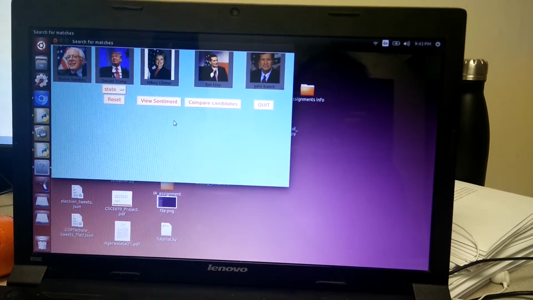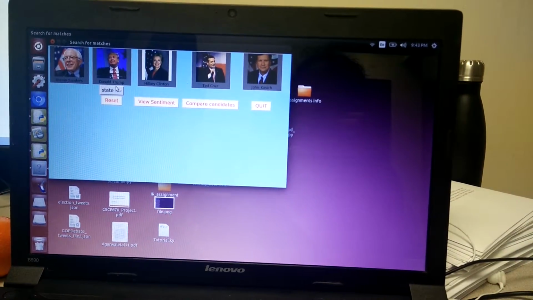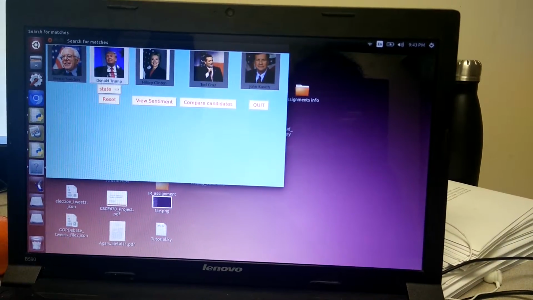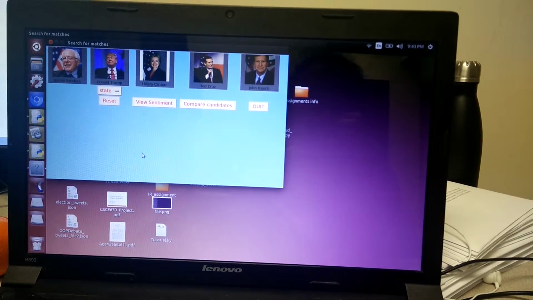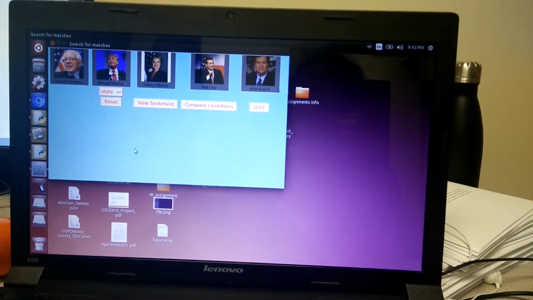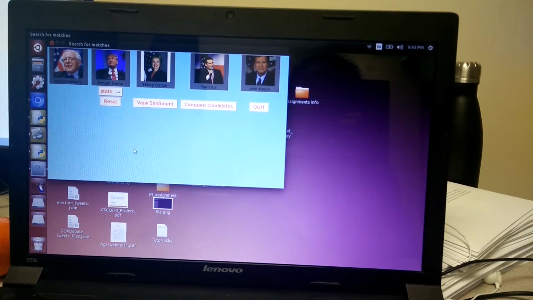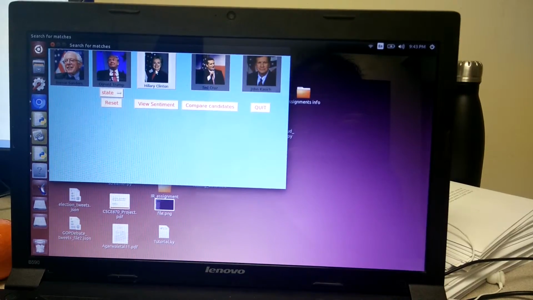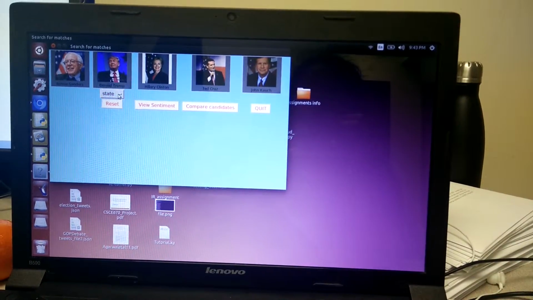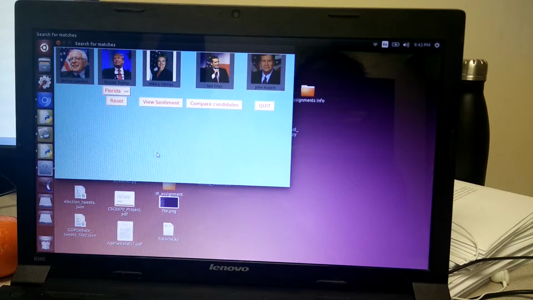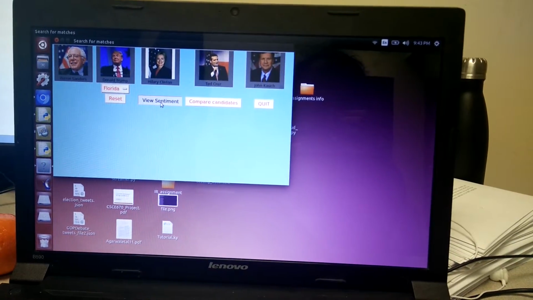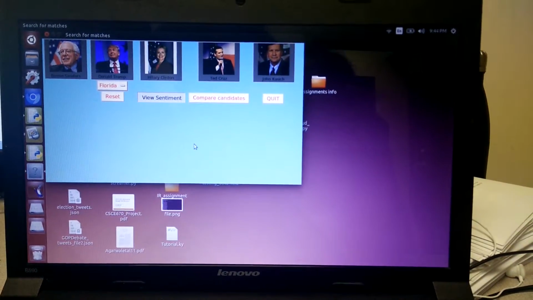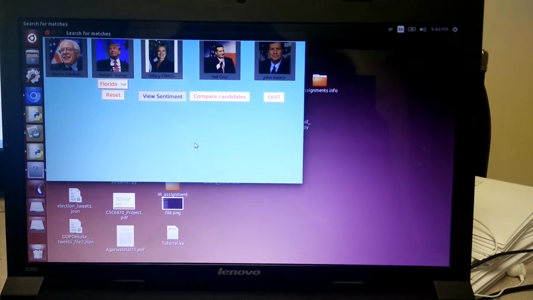Here, as you can see, we can select the state and see the sentiment towards the candidate, and we can even select two candidates and a state and compare the candidates and their sentiment in the application. So let's start with selecting Hillary in the state of, let's say, Florida. Okay, so let's see the sentiment. We are still waiting for the results for Hillary in the state of Florida.